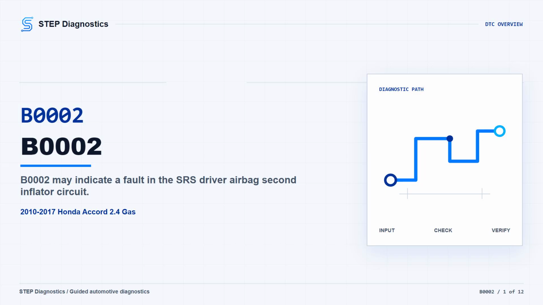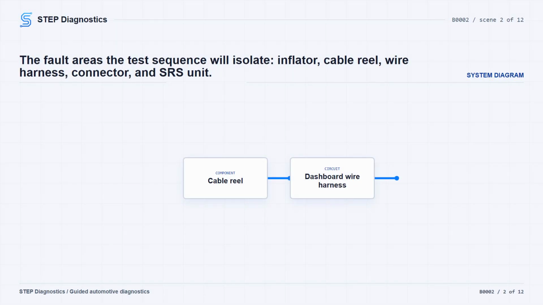Possible fault areas can include the driver's airbag second inflator, the cable reel, the dashboard wire harness, SRS unit connector condition, or the SRS unit itself. Before you start, find out whether the vehicle was in a collision. If it was, make sure the required SRS components were replaced with new parts of the correct part number and installed properly. Also handle this like any SRS job. Use the normal SRS precautions, the general troubleshooting routine, and the proper 12-volt battery terminal disconnection and reconnection process.